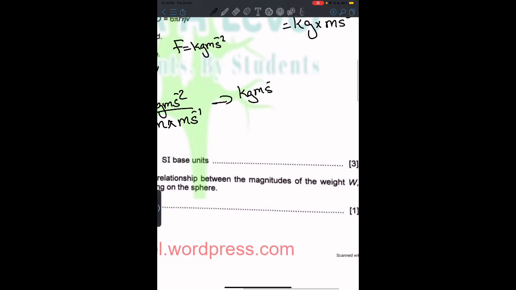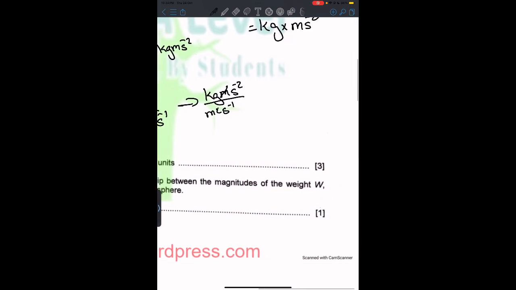kg m s^-2 divided by m^2 s^-1. So the m and m will cancel out, and we'll only have one m in the denominator, and -2 minus (-1), that is -2 plus 1, is equal to -1. So in the end we get kg m^-1 s^-1.